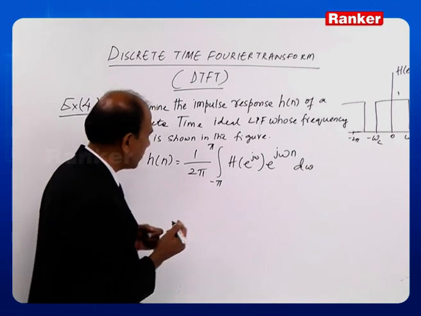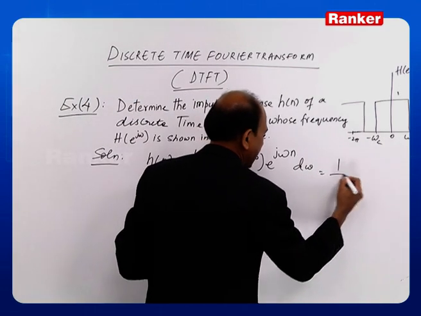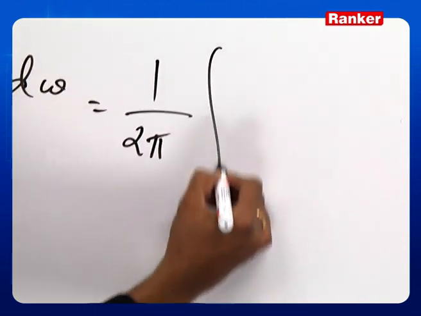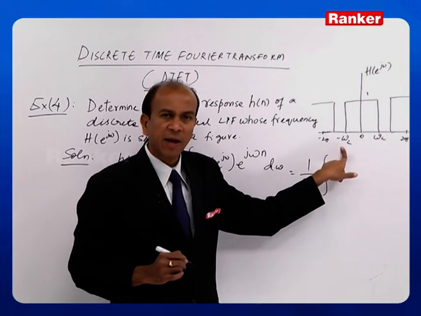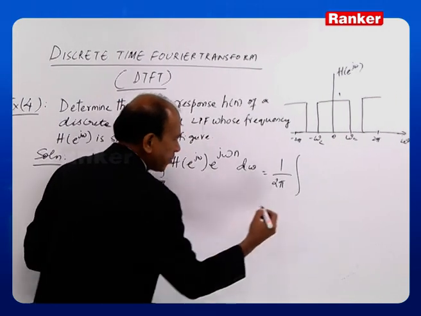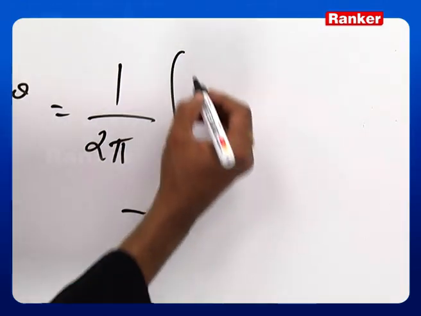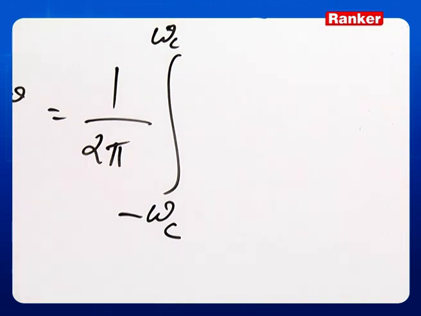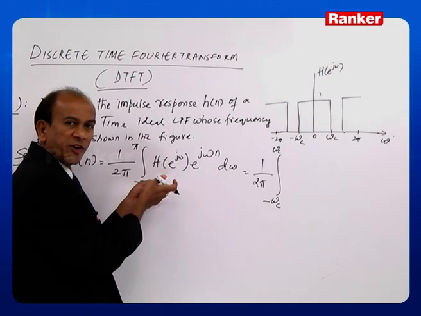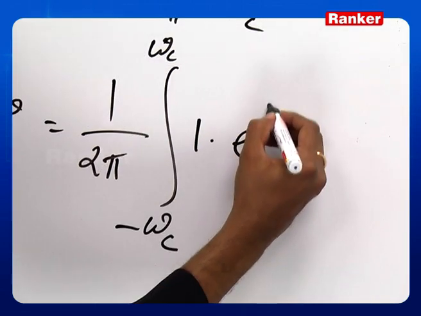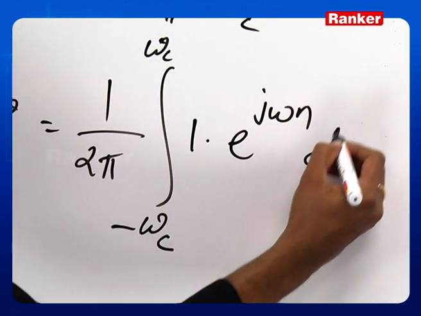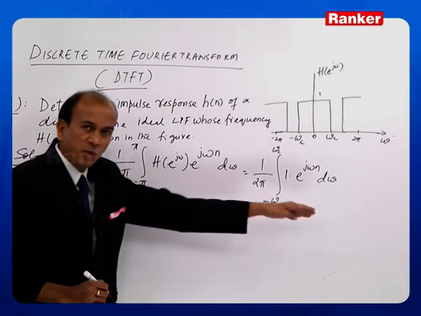Now, what we have is 1 by 2 pi, there is a period of the signal, and it exists between minus omega c to plus omega c. So, let us put minus omega c here and plus omega c here. And what is H of e to the power of j omega for us? It is 1, e to the power of j omega n d omega. So, let us do this integration.